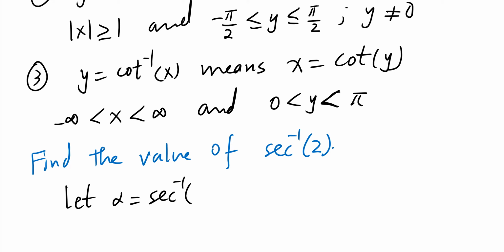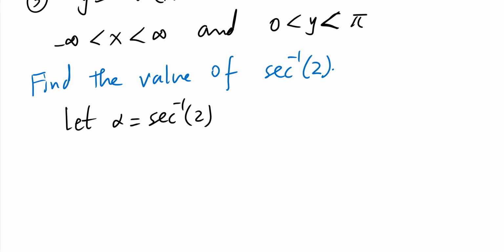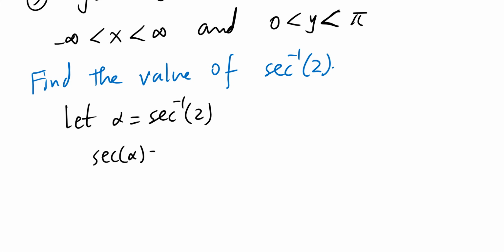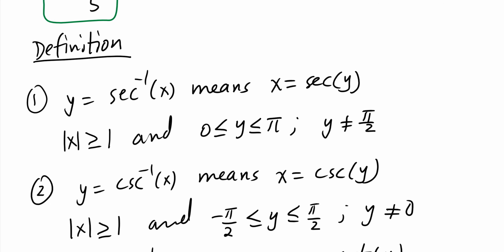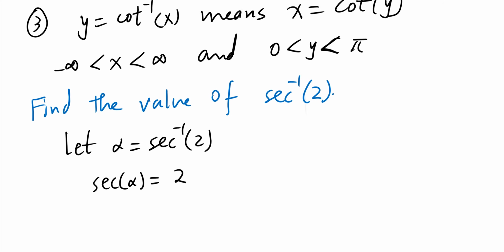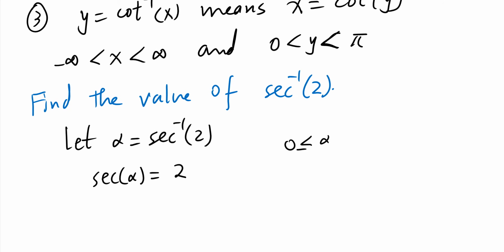By the definition, this means secant alpha is 2. So what's the angle whose secant is 2? Keep in mind, for secant inverse, the y is from 0 to pi. So alpha is from 0 to pi, but it can't be pi over 2. Alpha cannot be pi over 2.